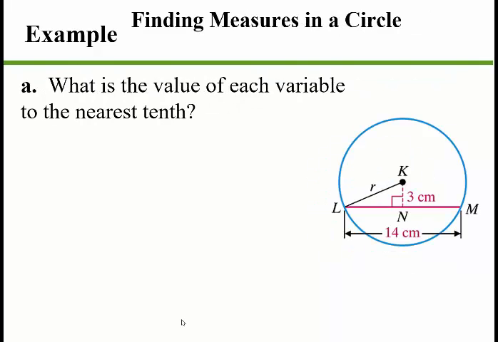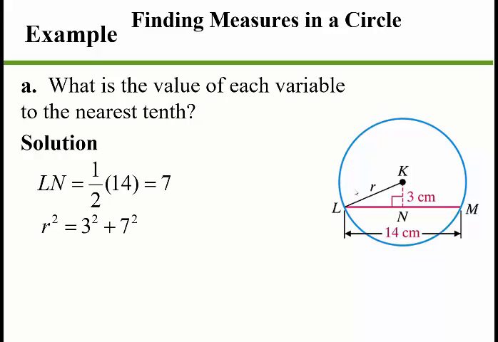All right, let's do one last example. What is the value of each variable to the nearest tenth? I want to find the variable r here. The first thing I notice is that I have a right triangle. So I want to find the measure of LN. Because it meets at a 90-degree angle right here, from the center, LN and MN are the same. So LN has to be half of 14. That's the only way that LN and NM can be the same. So it's equal to 7.